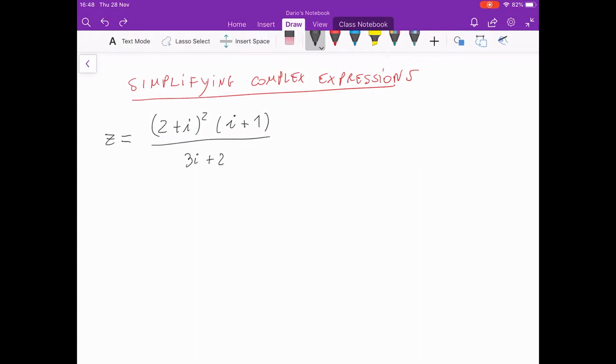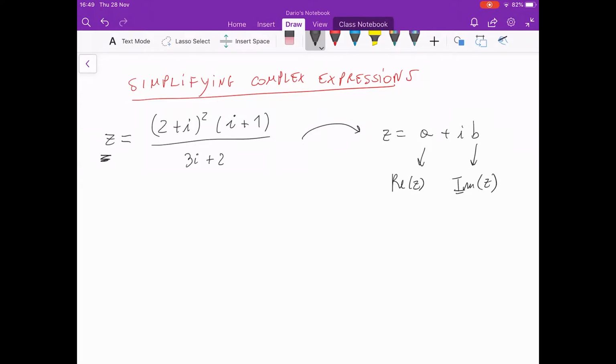Okay, so today we're going to look at simplifying complex expressions. What do I mean by that? If we've got a complex expression like the one that I've written as z equals here, this involves a square, some brackets, a fraction, and we want to write it down in a form which looks more like this: real part plus i times the imaginary part. So a we can call the real part of z, and b is the imaginary part of z.